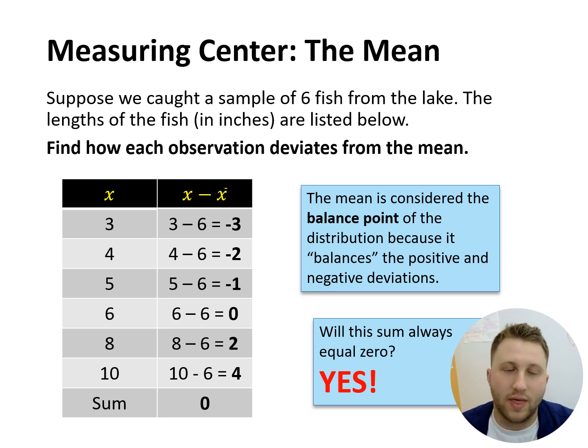And please note that from this point forward, when we talk about deviation, we do value minus mean, not mean minus value. So the actual value, so the 4 inches minus the mean of 6 inches.